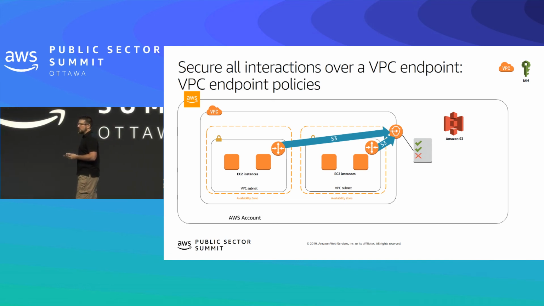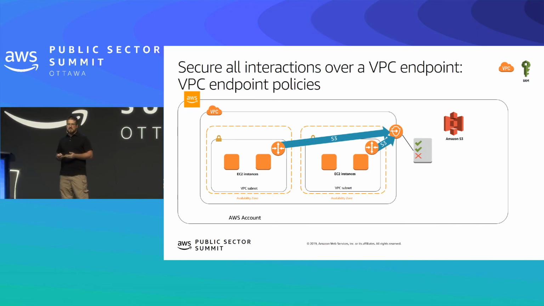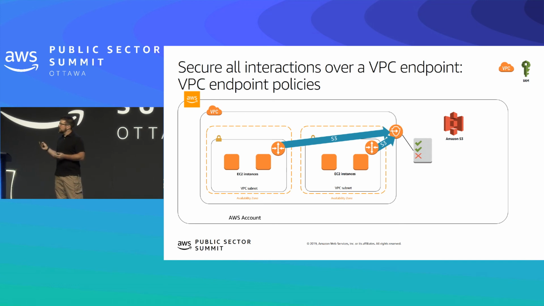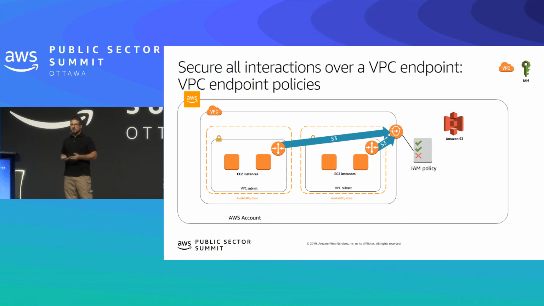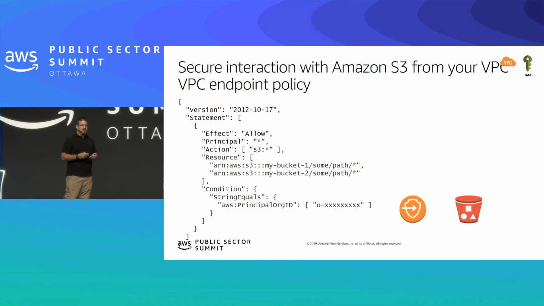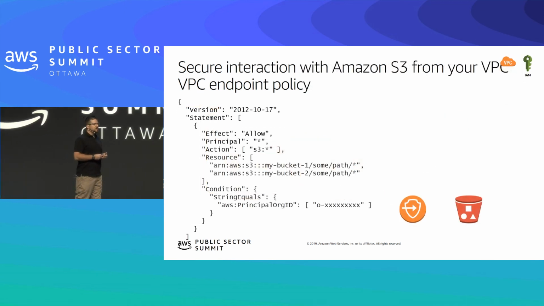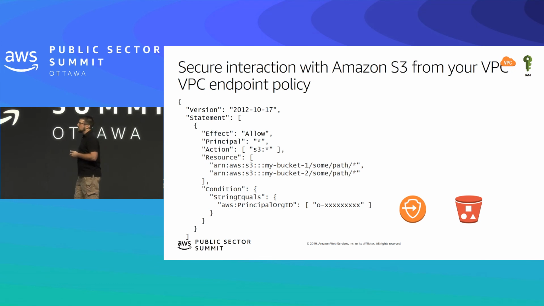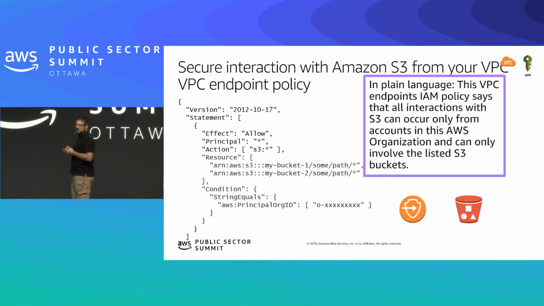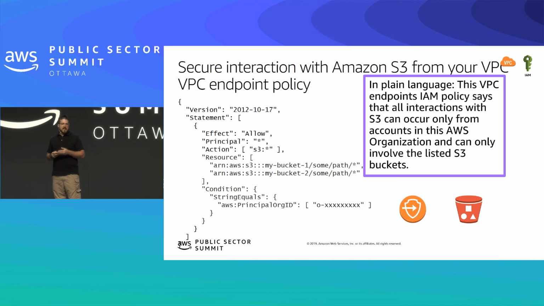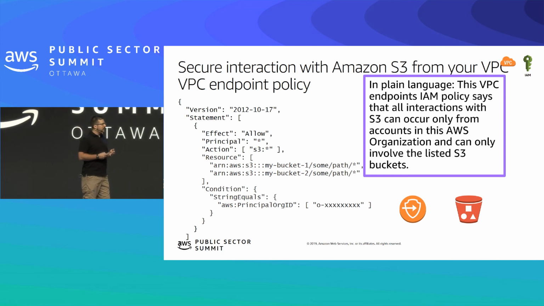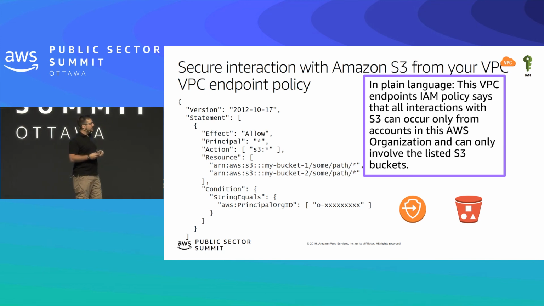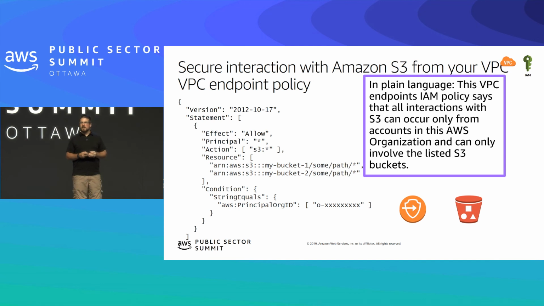So in this case, I can make a policy on this VPC endpoint that allows specific actions to take place with this endpoint. Just like before, this is the IAM policy syntax. But in this case, the policy that we're going to associate with the VPC endpoint is that we're going to constrain the egress to the S3 service to specific buckets. So in plain language, what this policy is saying is that this network can talk to S3 only for these specific buckets. And notice that there's also a condition here as well.